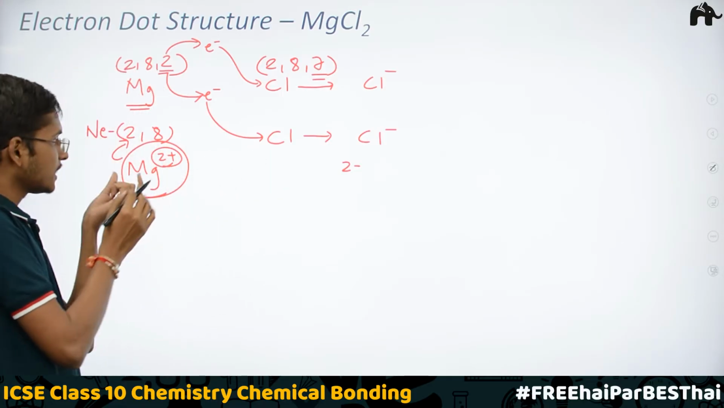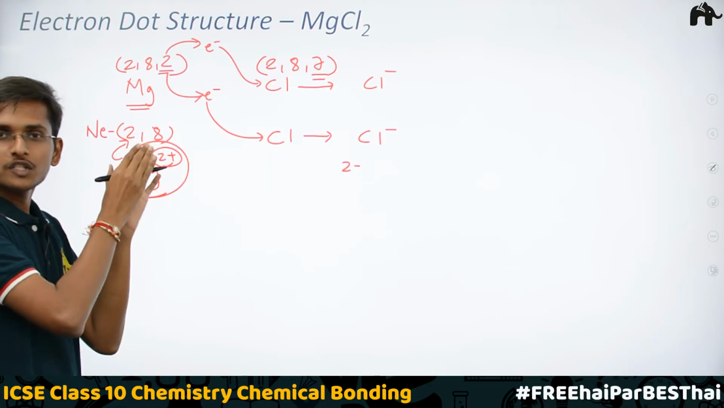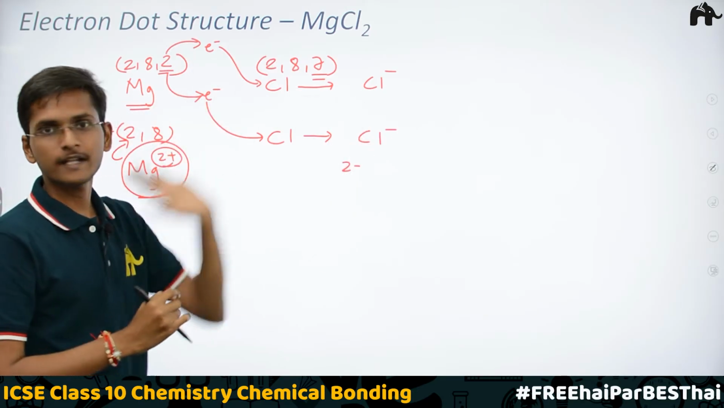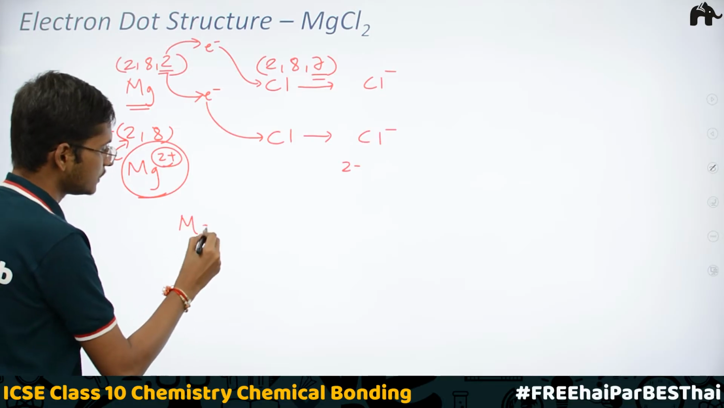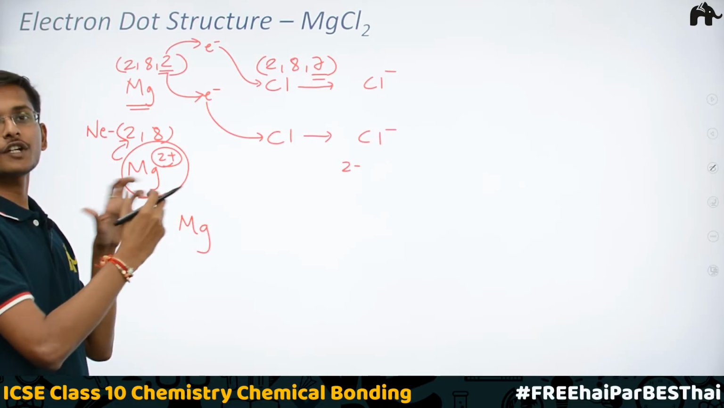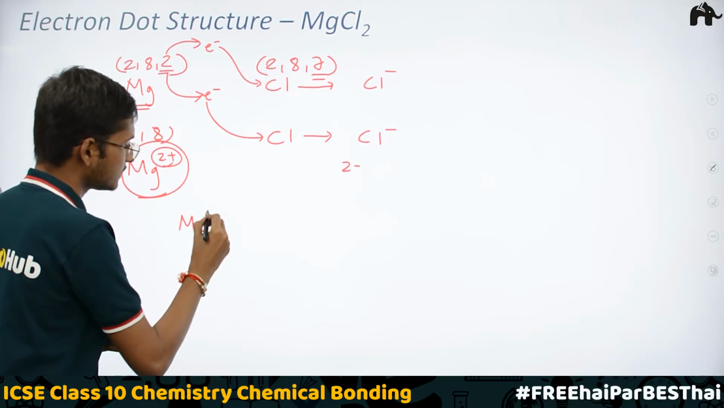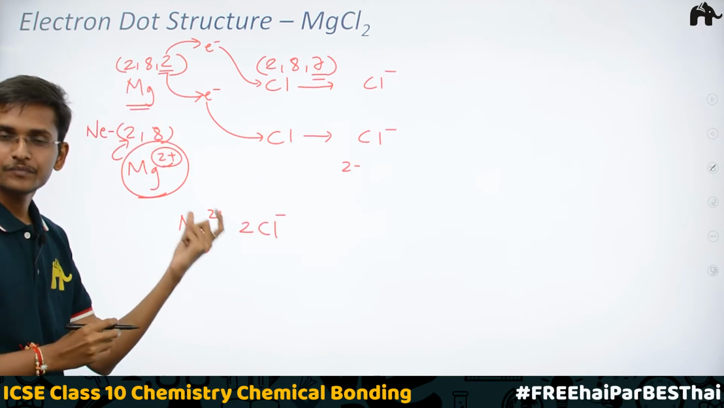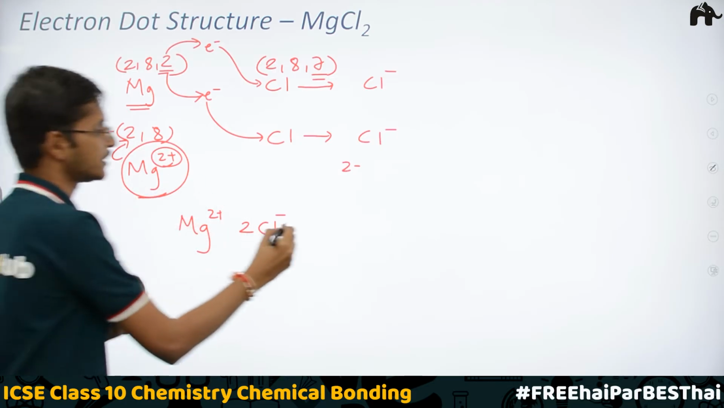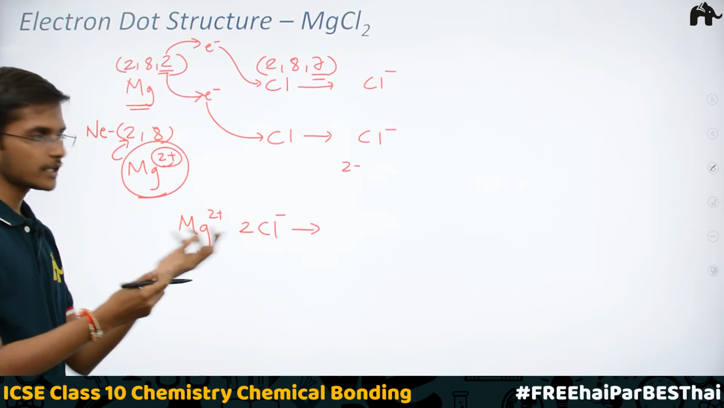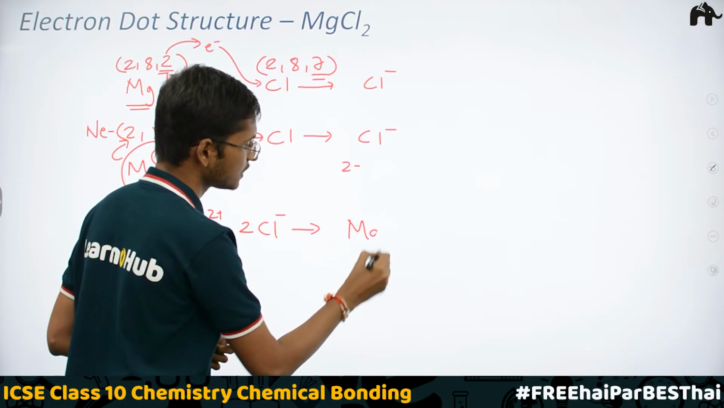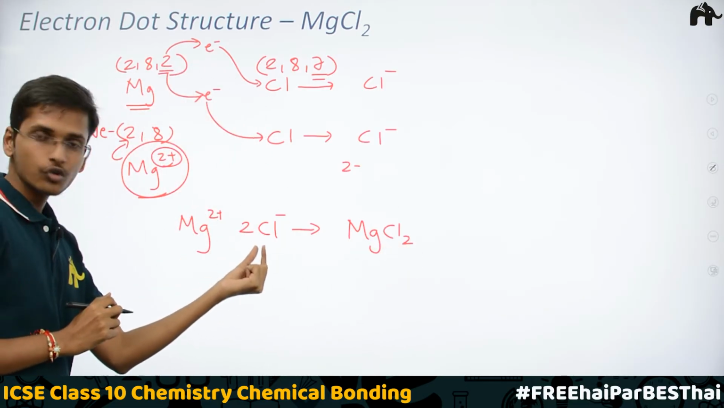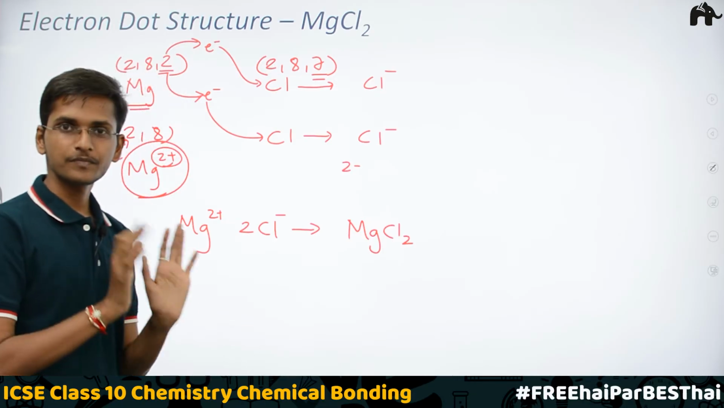In this way, the 2 electrons lost by magnesium are gained by 2 chlorine atoms and 2 chloride ions are formed. So there would be a strong electrostatic force of attraction between this Mg2 plus and these 2 Cl minus ions, and it would result in the formation of an ionic bond and the ionic compound MgCl2. Since there are 2 chlorine atoms, it is Cl2. Very clear.